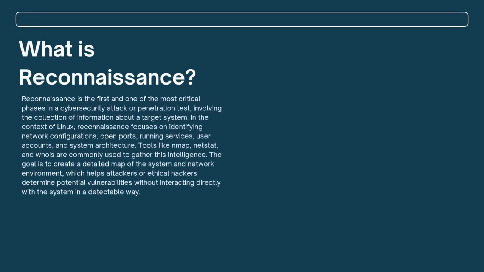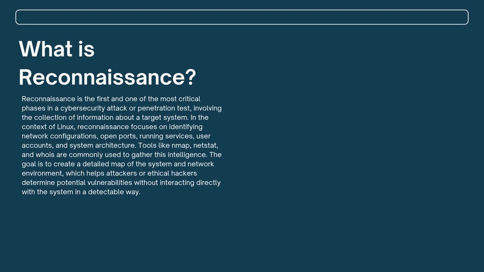Reconnaissance is all about observing the target without tipping them off. It's like casing a building before a heist, but in our case, it's all above board. You're finding out things like what ports are open, what services are running, what systems are connected, all with tools like Nmap, Netstat, and WHOIS. This information helps form a strategy without making any noise.